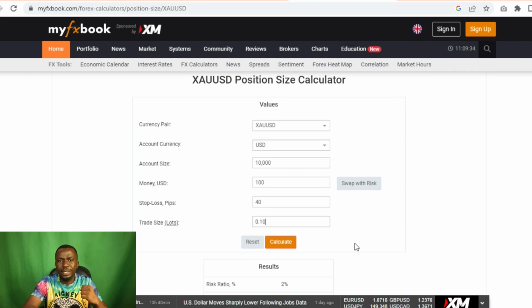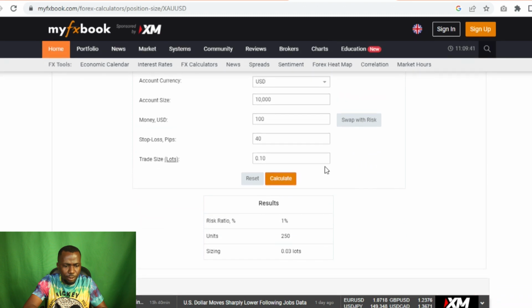Let's assume you want to use 0.10 lot size. Now you simply do the calculation. Now this is the result. You are risking 1% of your entire capital. So what it means is that once you are using $100, you are risking 1% of your entire capital. Do you understand how this works? So when you watch, you see that what you are using here is 1% of your entire capital, right?